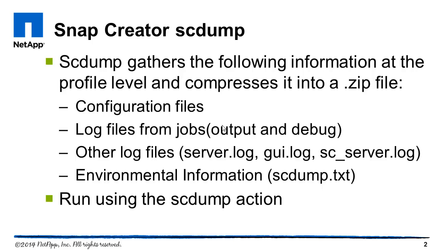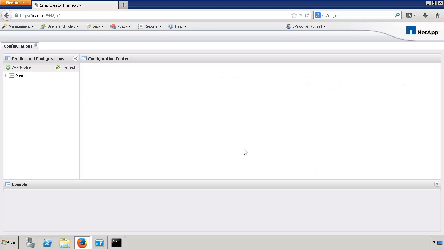SCdump is executed using the SCdump action in Snap Creator and can be called from either the GUI or the CLI. Let's look at how to use SCdump in Snap Creator. I'm currently logged on to the Snap Creator GUI. A user with the backup permission will be needed in order to perform the actions shown in this video. The default administrator role has this capability.